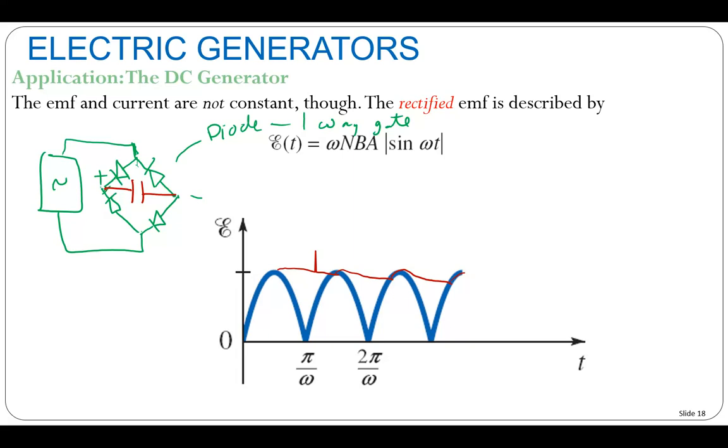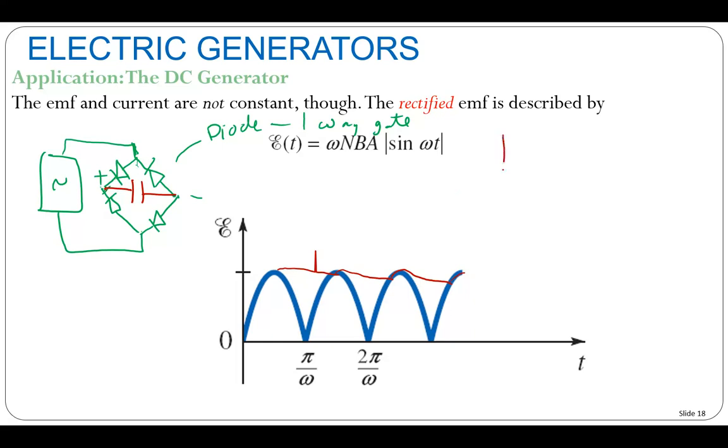Just to reiterate, what is the point of this funny green thing that we call the diode bridge? To make it DC instead of AC, to rectify it. That's what a diode bridge does. A diode is a one-way gate.